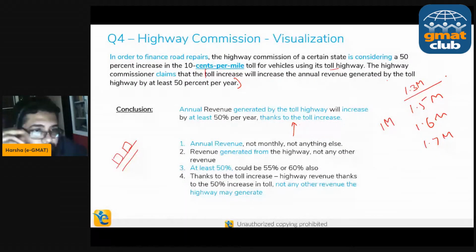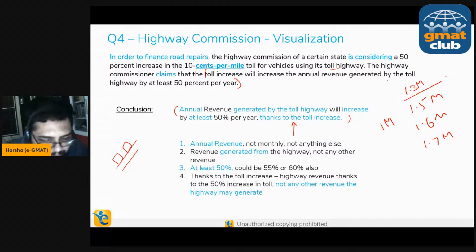Now, it seems like a very simple sentence and we are going into a very granular level of detail, but it's when you get into this detail that in other questions you will see the benefit, where there are traps set and pre-thought ideas that will come up if you focus on these aspects. So thanks to the toll increase, we're talking about the revenue which the highway generates thanks to this 50% increase in toll, nothing else. So far so good, I hope.